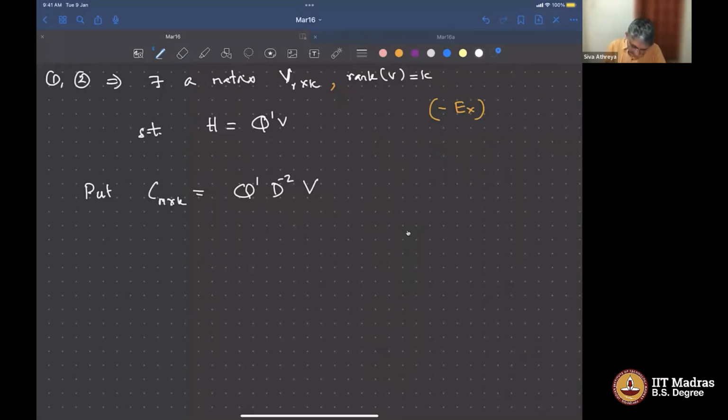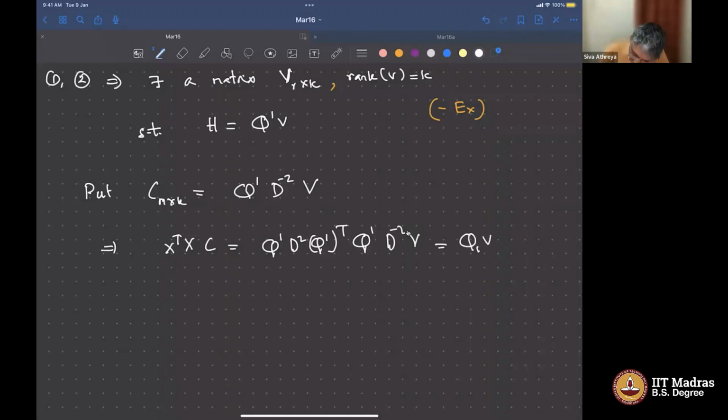Now, what does this imply? If I look at X transpose X times C, that's Q1 D squared Q1 transpose, which is what X transpose X gives me, and C is Q1 D to the minus 2 times V. If you do the whole thing, I get X transpose X times C equal to Q1 times V, which is equal to H. So I've actually found a matrix C for which X transpose X C is equal to my H. I've gone a little bit further.